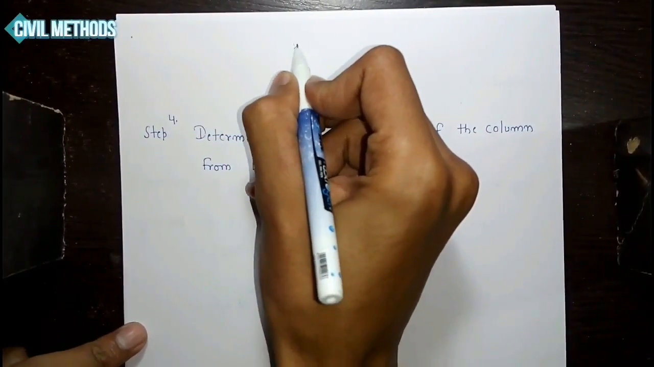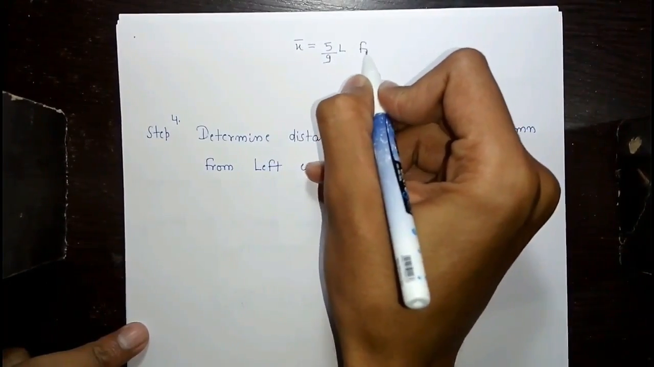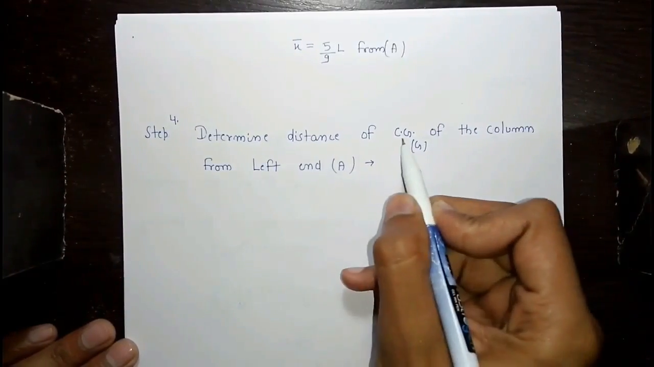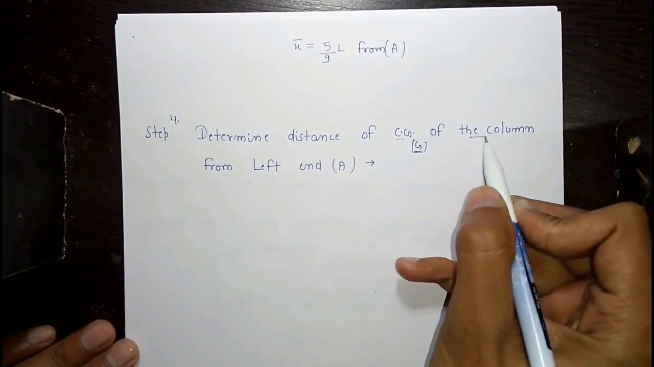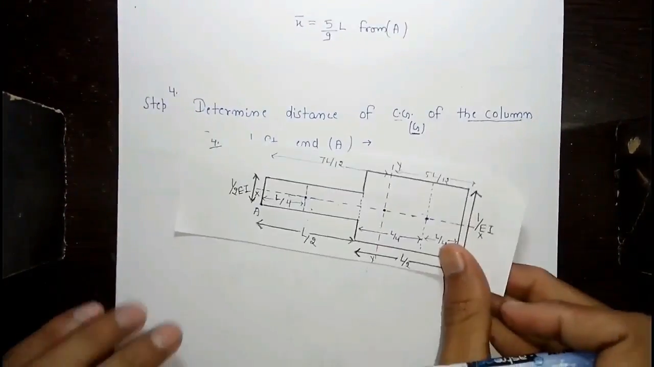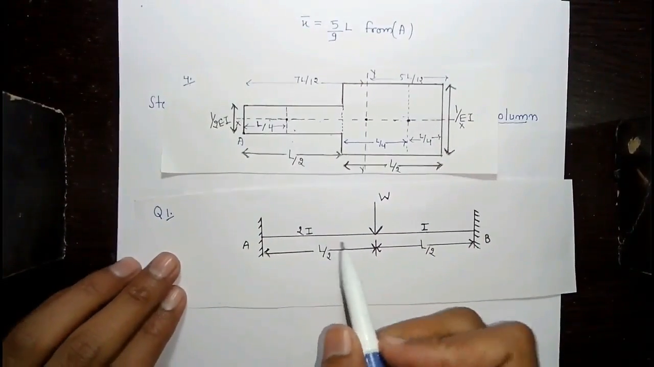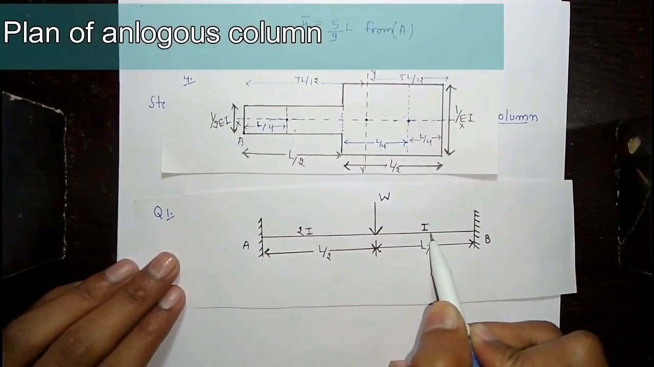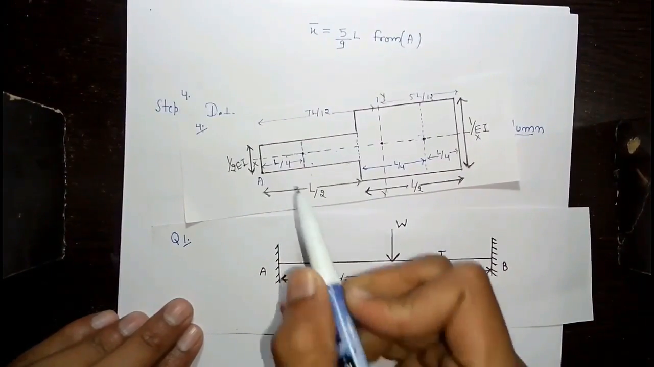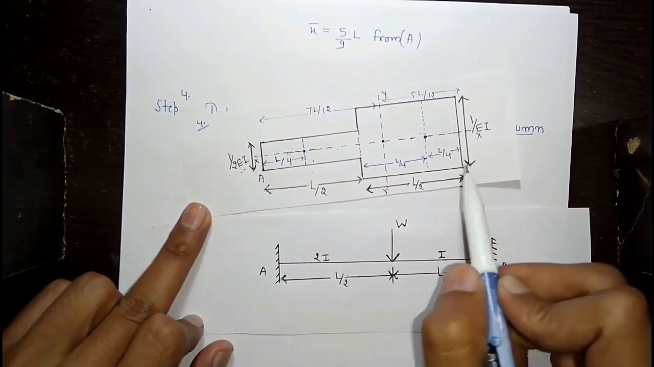As we already determined, CG x bar is equal to 5 by 9 L from left end A for the loading diagram. Now step 4, determine the distance of CG, which is G, of the column from left end A, this time for the column. Now this is the plan of the column, and because half of the part has 2I moment of inertia and the other part has I moment of inertia, so half the part has width 1 divided by 2 EI and the other part has width 1 divided by EI.